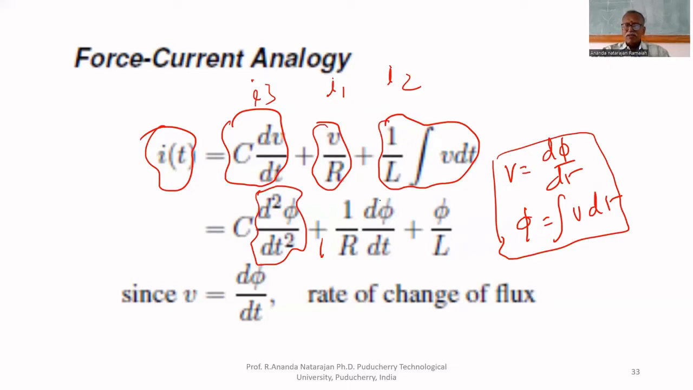V equal to d phi by dt. So we can write like this: integral of V dt equal to phi. Therefore, phi upon L. So we can write in terms of phi also. Rate of change of flux equal to voltage. This is the rate of change of flux equal to applied voltage across the element.